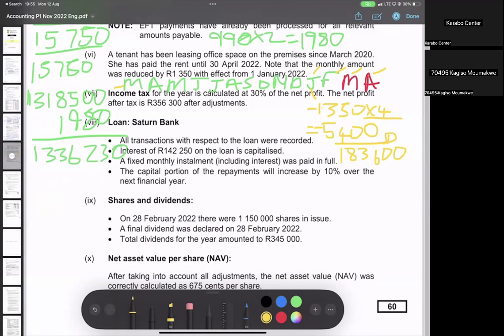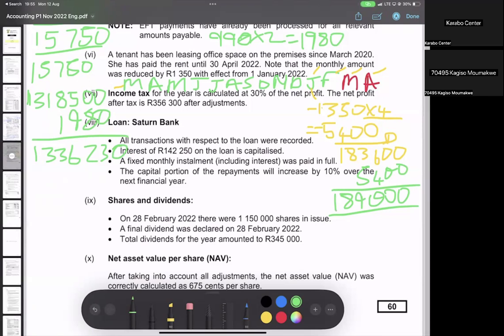So we'll add back 5,400 and see how much was the total rent before reduction. So we have 183,600 plus 5,400. So this was the total rent before the reduction, 189,000. Now we know that each and every month has a fixed rent. Every month is equal to another.